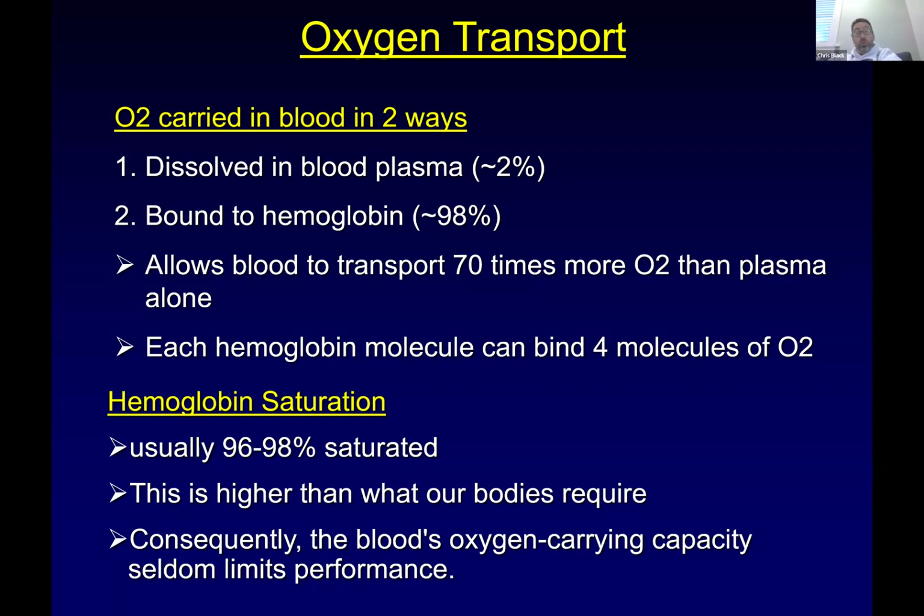We do have a little bit of oxygen that will just be dissolved in our blood plasma. It's about 2% or thereabouts at rest. So there's a little bit that's there, but because we have hemoglobin, we can bind way, way more. And that's why hemoglobin in blood is so important for life in general.